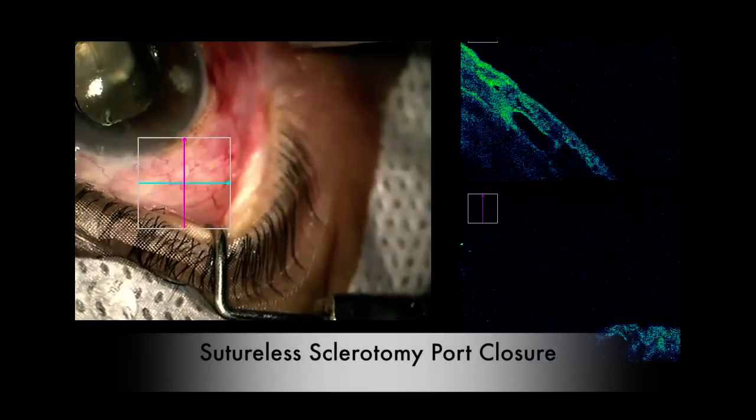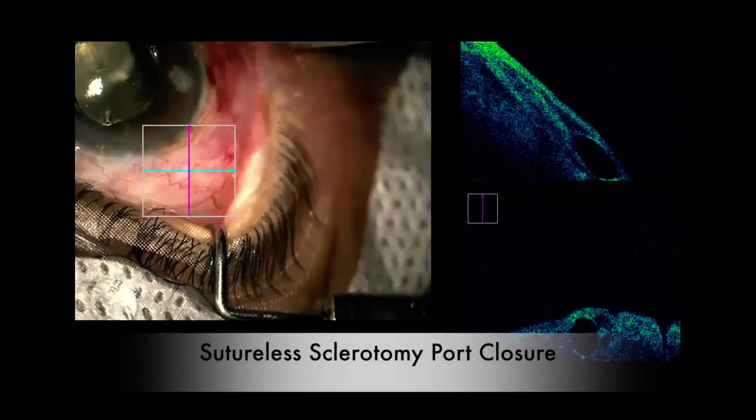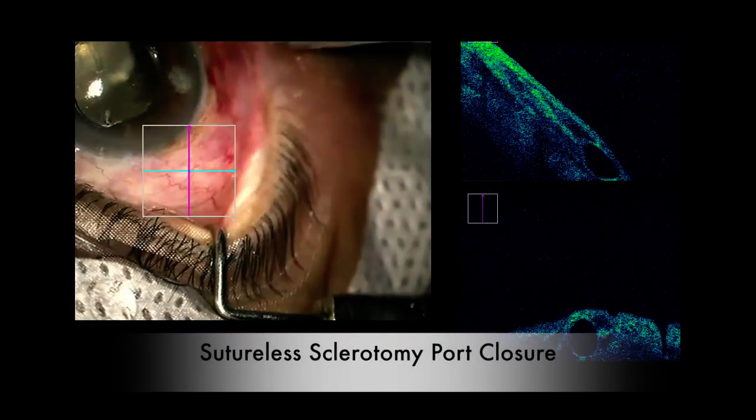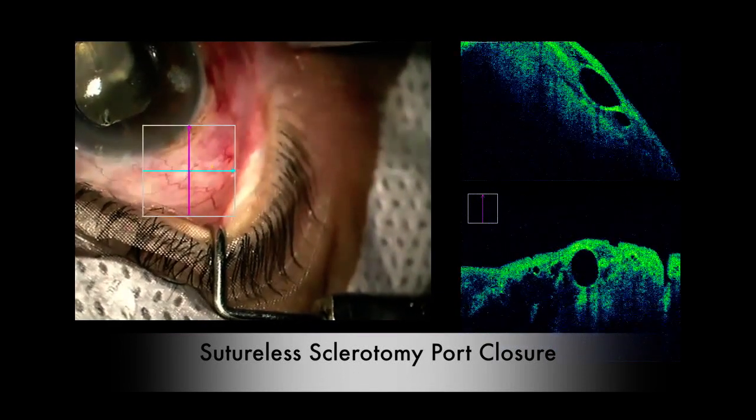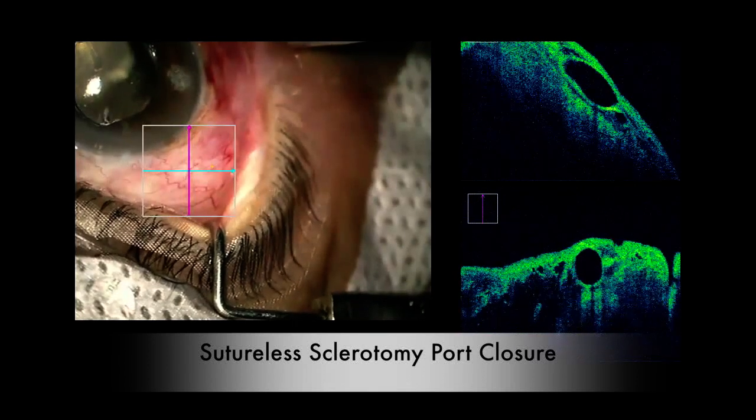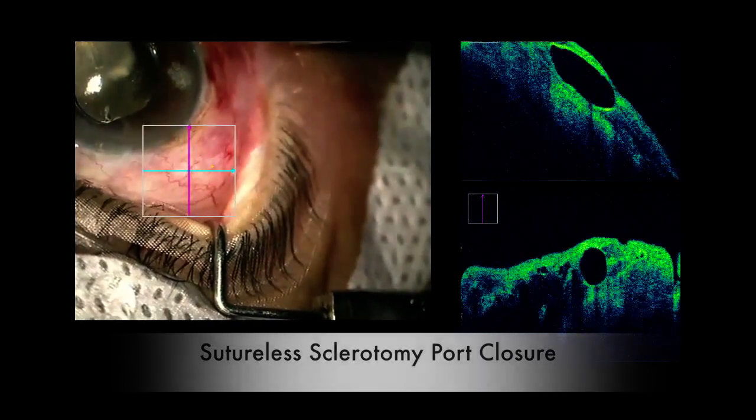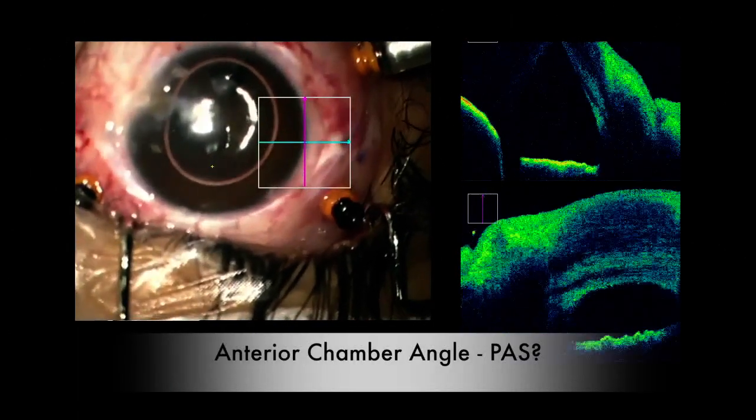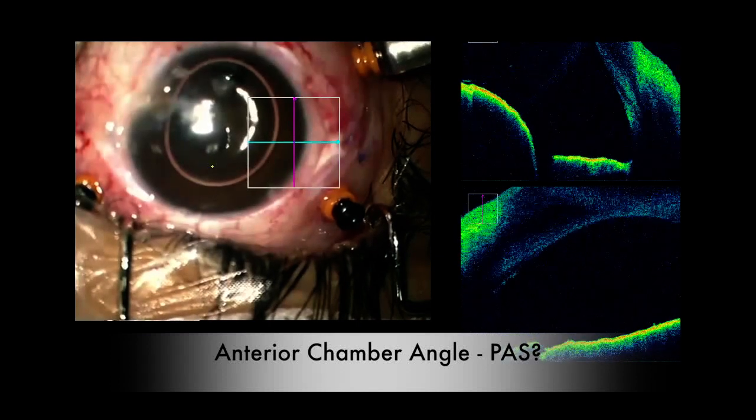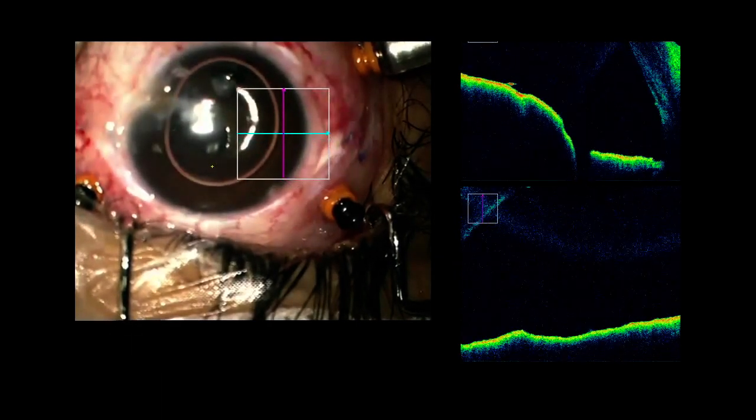With the advent of sutureless vitrectomy, intraoperative OCT conveniently allows the surgeon to visualize adequate closure of the sclerotomy port. iOCT also conveniently allows us to visualize peripheral anterior synechiae. This allows the surgeon to alter management intraoperatively.